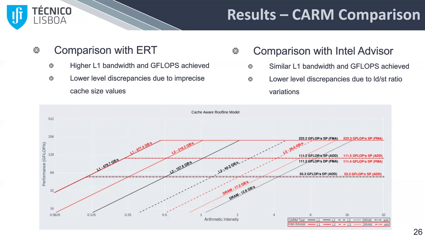But this can also be explained by the fact that IntelliAdvisor can adapt its load store ratio to each memory level to get the best possible results, while the CARM tool employs the same load store ratio across all the tests for consistency. So for example, if we configure the CARM tool to run the L2 tests just with loads, we can obtain a similar value to IntelliAdvisor, and the same thing for DRAM, where we can go up to almost 20 gigabytes per second, which does manage to surpass the values obtained by IntelliAdvisor.